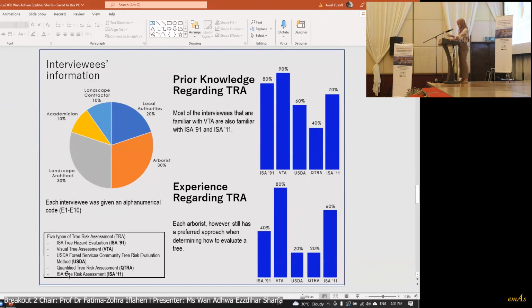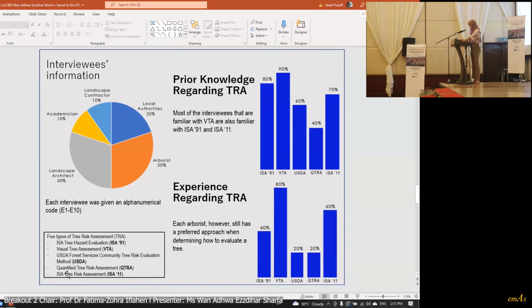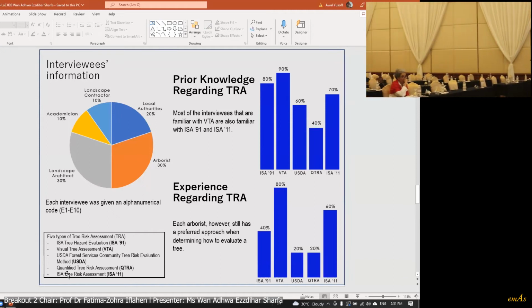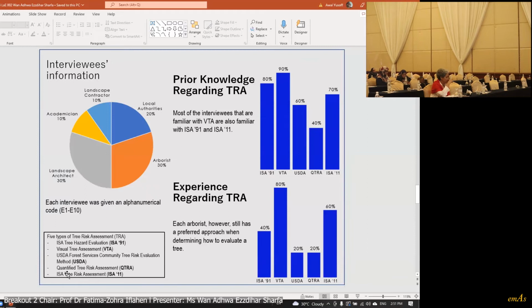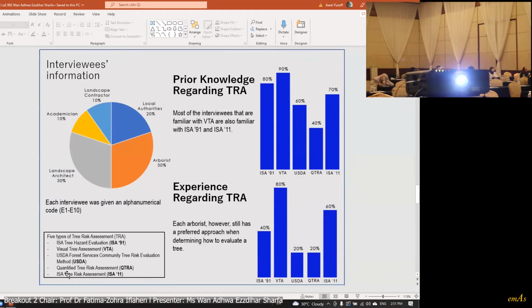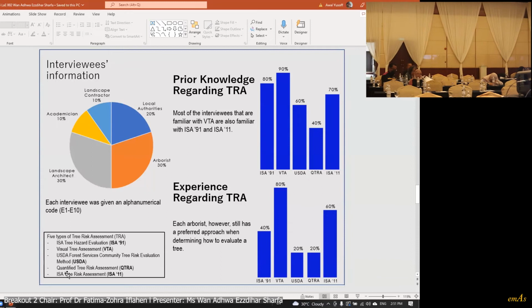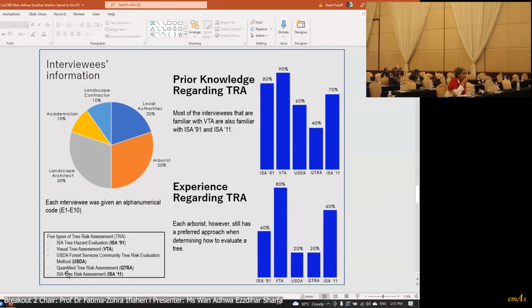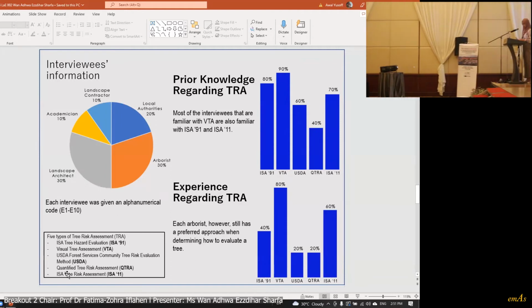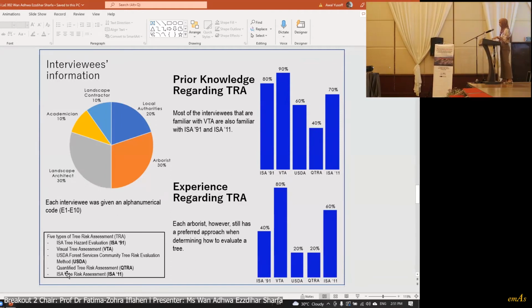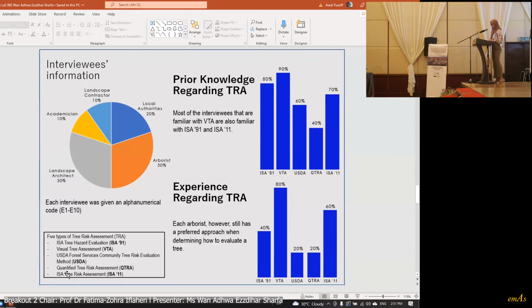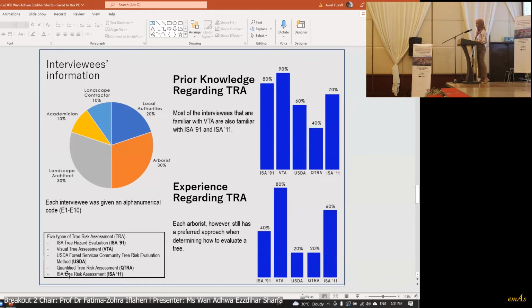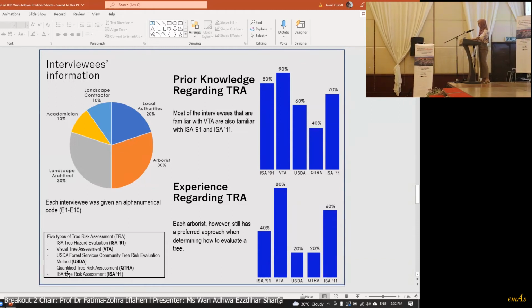Moving on to the right side for the data collected. Firstly, all the experts were asked about their familiarity with tree risk assessments. Most of the interviewees who are familiar with VTA are also familiar with ISA 91 and ISA 11. Secondly, experts were asked about their experience regarding tree risk assessment, and VTA is still the highest answer compared to the other tree risk assessments.